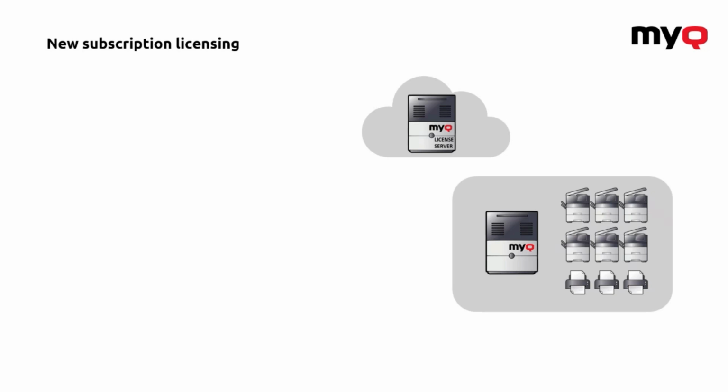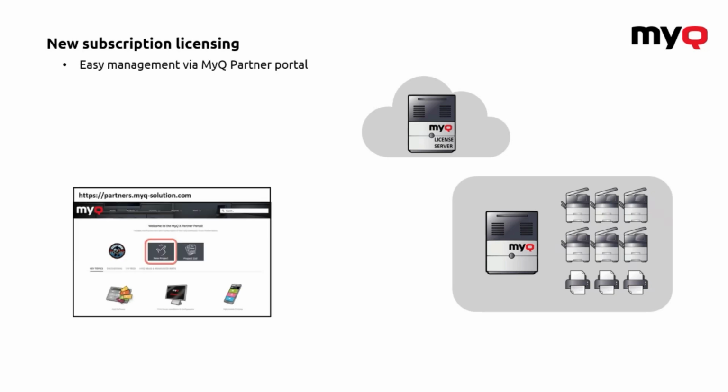In the very same way as the standard licensing, you can control it using the project control in the MyQ partner portal. Through there, you can change whatever you need. You can order new licenses, delete them, change them as you need, and it will automatically communicate through the licensing server with your installation. So basically, the change could be almost instant.